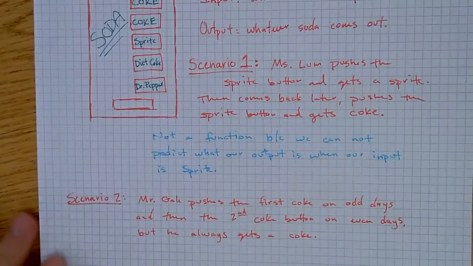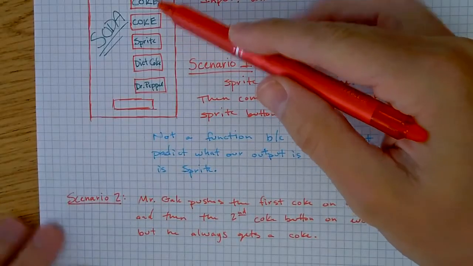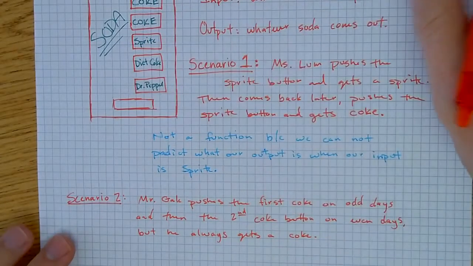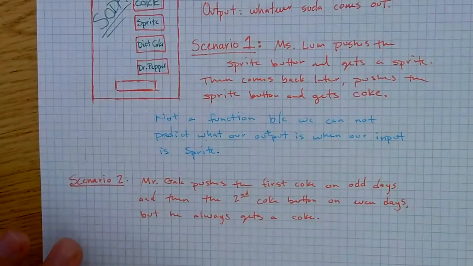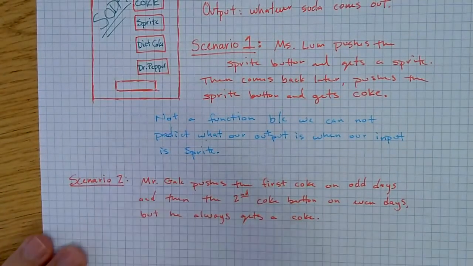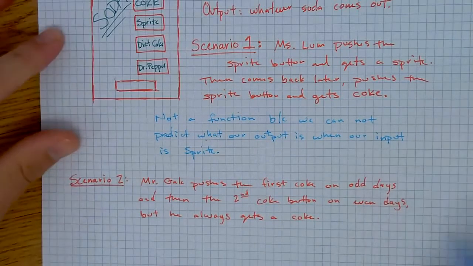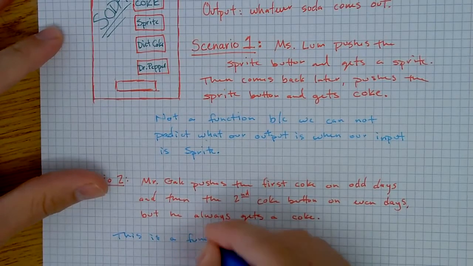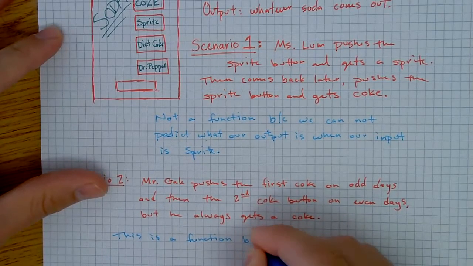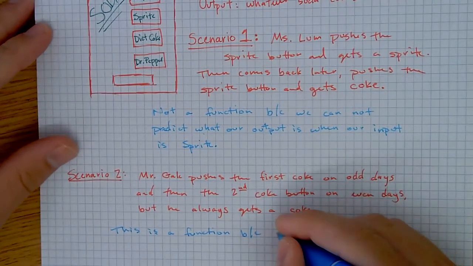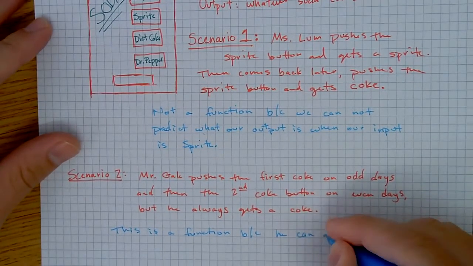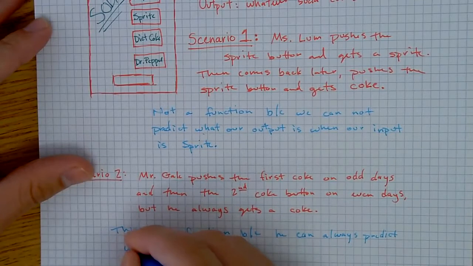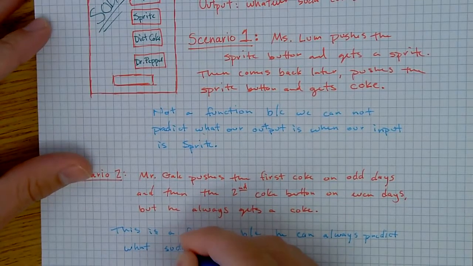So he's got two different inputs, the first Coke button and the second Coke button. But he can always predict what's going to come out. It doesn't matter which button he pushes. It's always going to give you a Coke as an output. So we would say this is a function, because he can always predict what soda will come out.